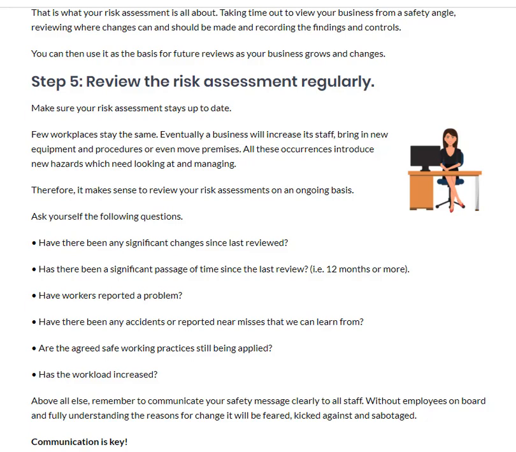Above all else, remember to communicate your safety message clearly to all staff. Without employees on board and fully understanding the reasons for change, it will be feared, kicked against and sabotaged. So communication is very much the key.